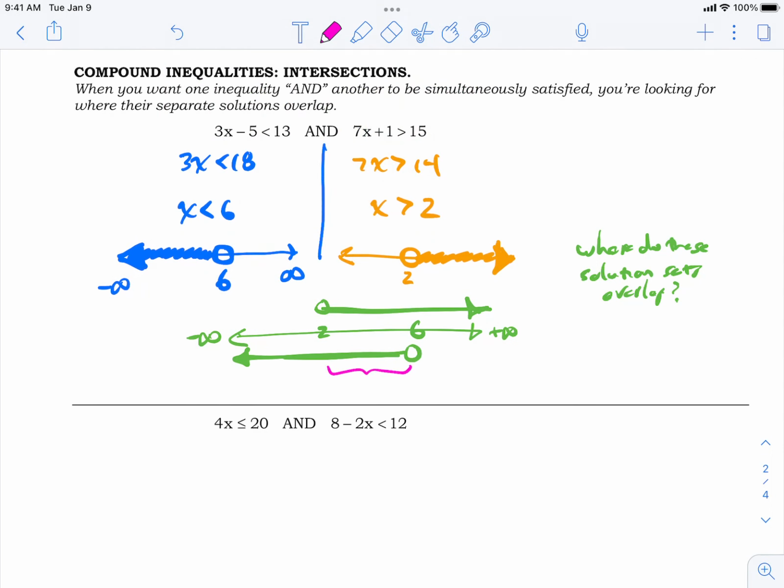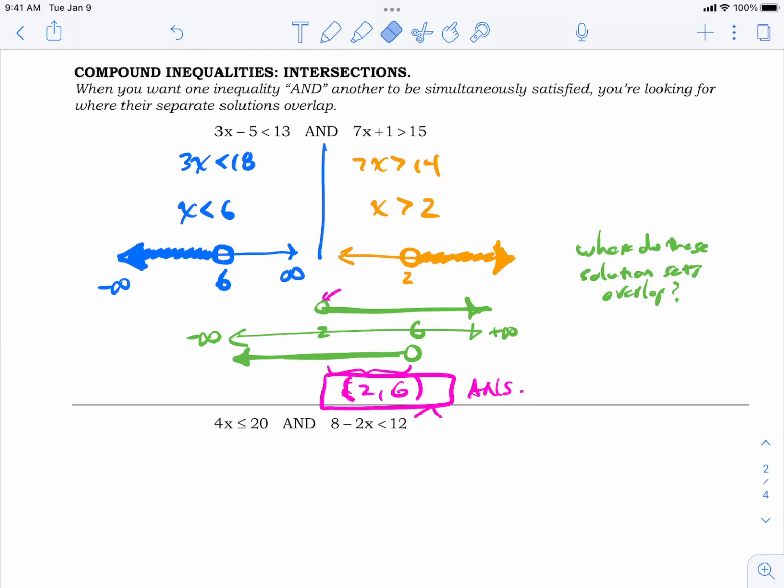They overlap here. They overlap from 2 to 6. Notice you can't count 2 because 2 is not part of the top. And you can't count 6 because 6 is not part of the bottom. But everything else between 2 and 6 you can use. And so that's why I'm using round parentheses, because we do not include the endpoints 2 and 6. But everything else between 2 and 6 we use. And that is the solution to this system. Okay? When is both this and this? When are they both satisfied? They are both satisfied for numbers that are between 2 and 6. Not counting 2 and 6, but between 2 and 6.